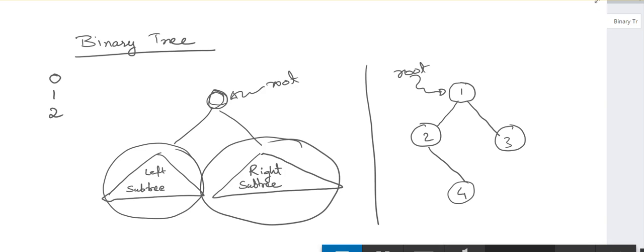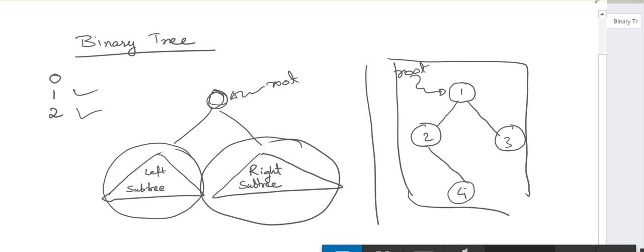Let's take an example. Here we can see node 1 has 2 child nodes. Yes, it fulfills the criteria. Node 2 has 1 child node. Yes, it fulfills the criteria of a binary tree. Nodes 3 and 4 have 0 child nodes. Still it fulfills the criteria. So we can say that this is a valid binary tree.